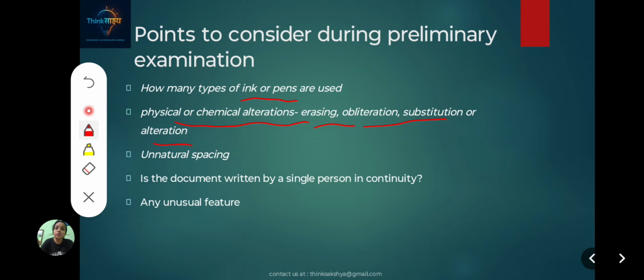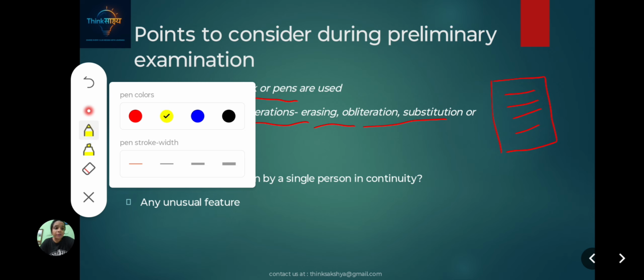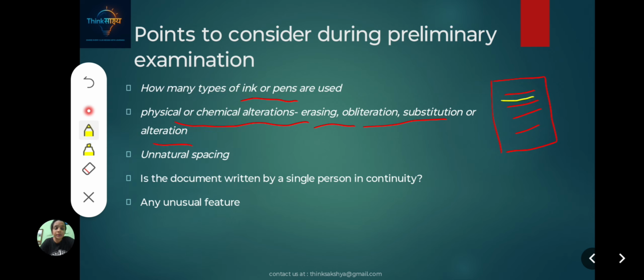Now, unnatural spacing. We also have to see if there was any unnatural spacing in a document. For example, in a document I usually write with this spacing. But now, what happened is we have to check, was anything written in between? The space changed, right? Between the two lines the space changed, or over here I write something, this changed the spacing between the lines in a document. So this is unnatural spacing. We have to also check for this.